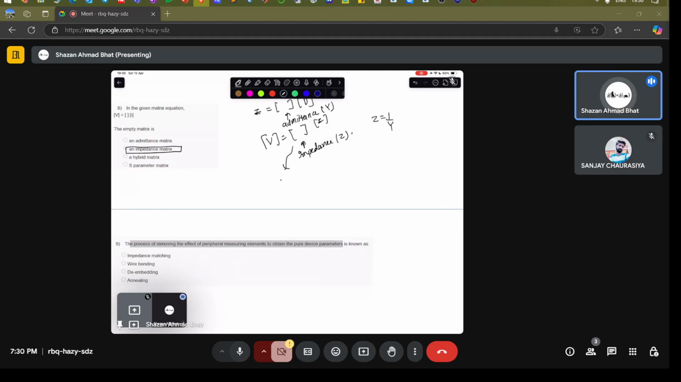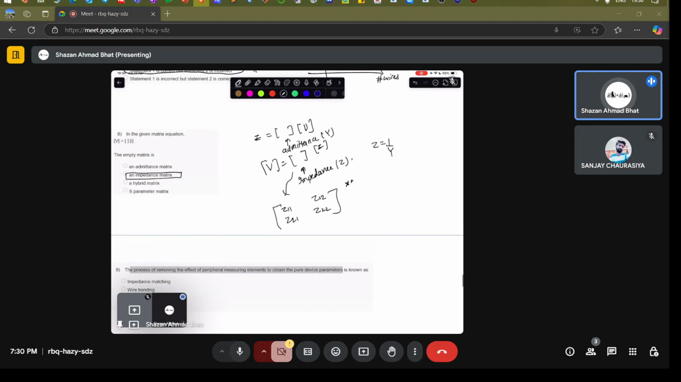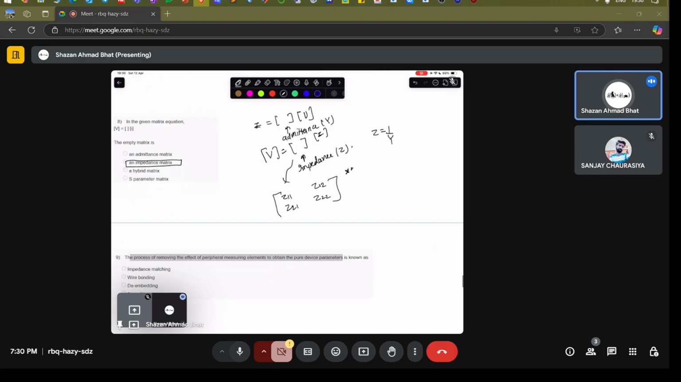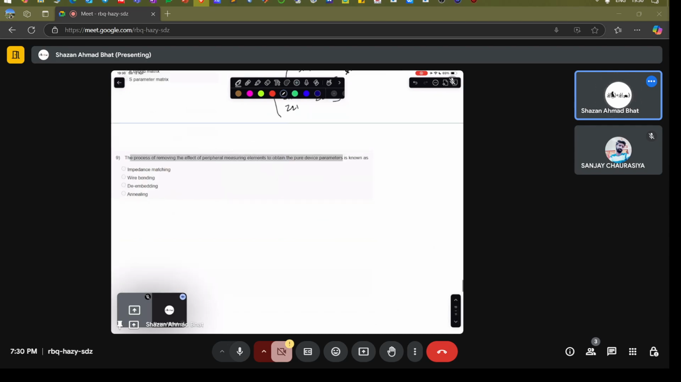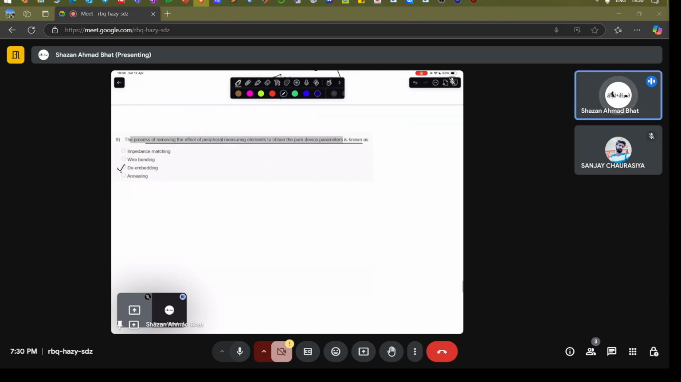And just like here, you have an impedance matrix Z11, Z12, Z21, Z22. Similarly, similar to what I showed you in the Y matrix case of the small signal model. Okay. The process of removing the effect of peripheral measuring elements to obtain the pure device parameters is known as, yes, that is known as wire de-embedding. That's what I told you.